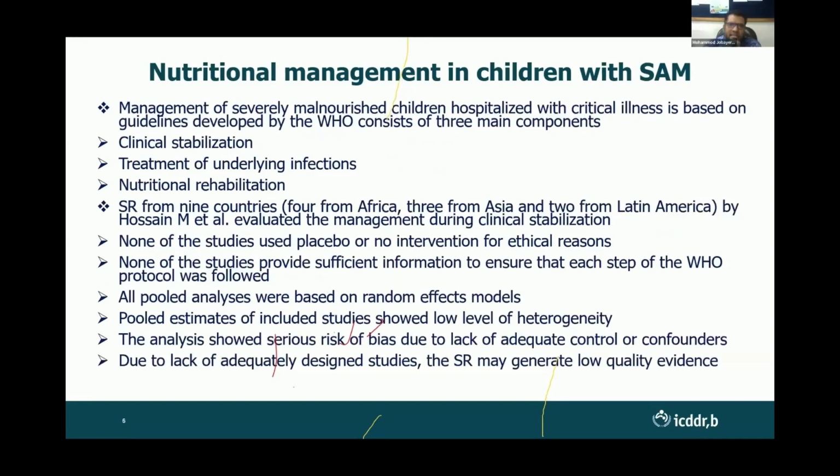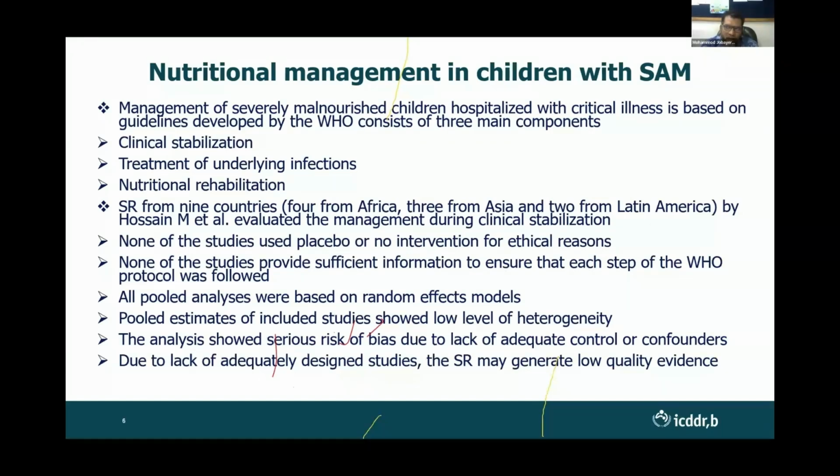And if we look at the nutritional management of severe acute malnutrition, you can find that we need to manage it in three components: especially in the acute stage, clinical stabilization, treatment of underlying infections, and also nutritional rehabilitation. And our main focus for this presentation is nutritional management during the clinical stabilization.